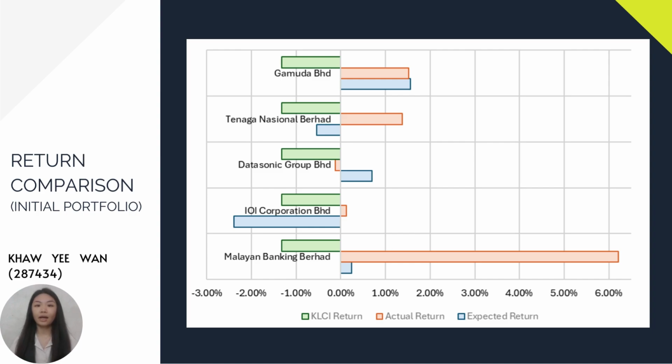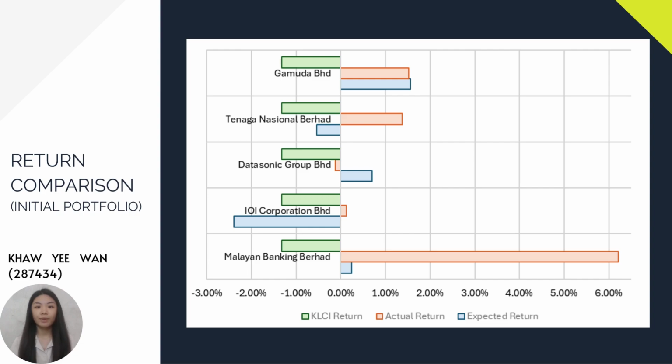We have compared the expected return and actual returns of stocks in our initial portfolio against the KLCI return of negative 1.32%. Malaysian Banking Berhad, Datasonic Group Berhad, and Gamuda Berhad show positive expected returns, with Malaysian Banking Berhad exceeding expectation the most.